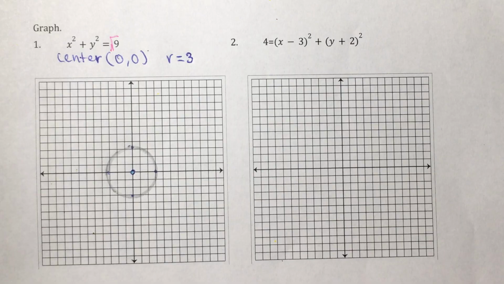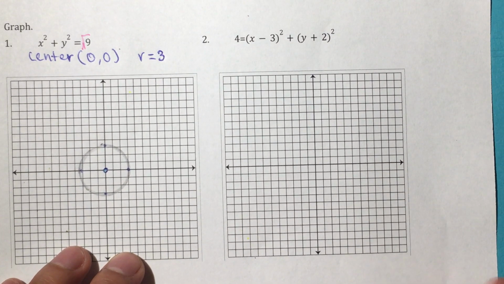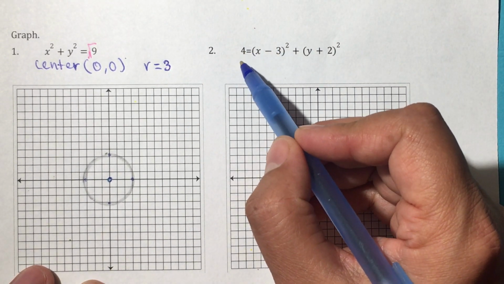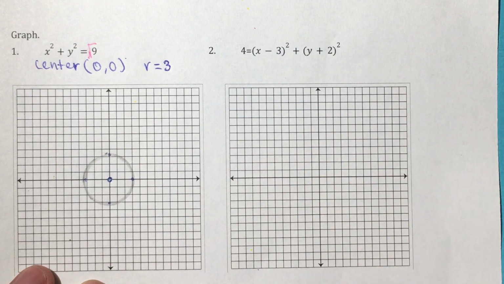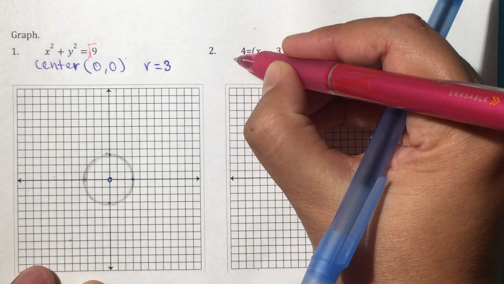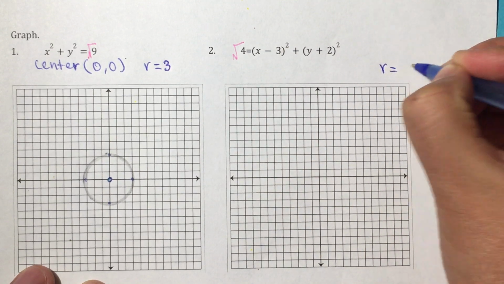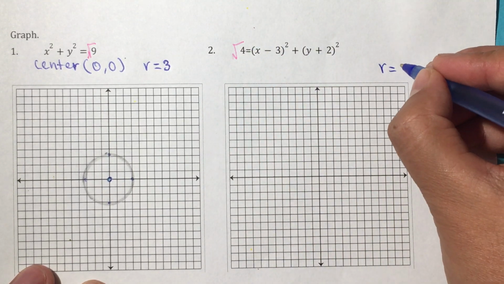So there it is. Okay, we'll do our best with the tools we have. Number 2. Now they decided to put the radius on the left. It's going to be the same thing. You're going to take the square root of that answer to find the radius. And the square root of 4 is 2.